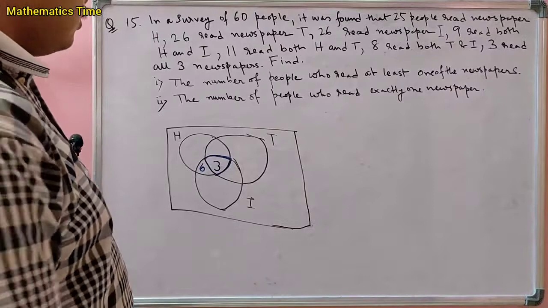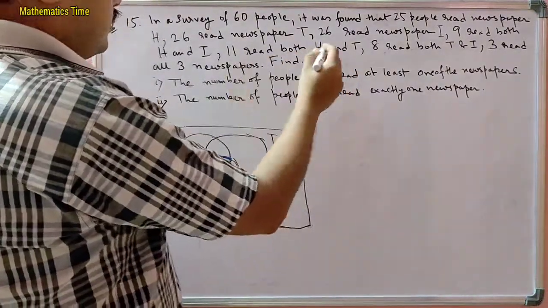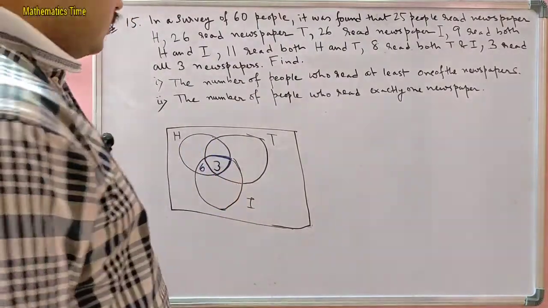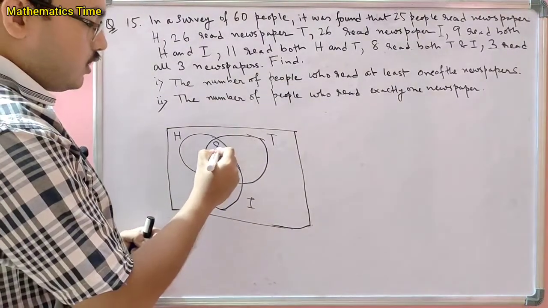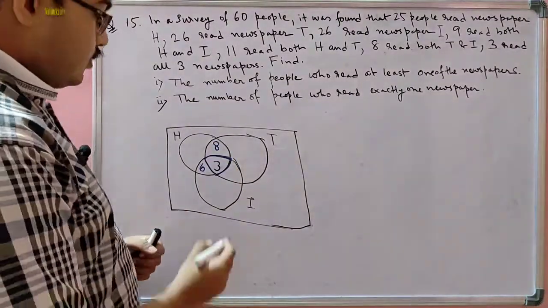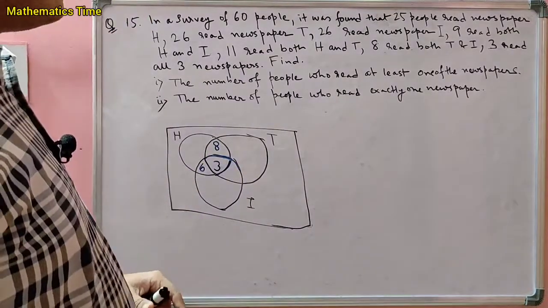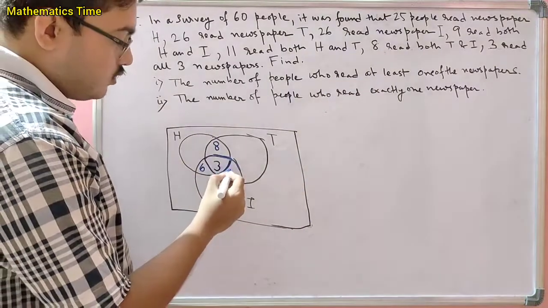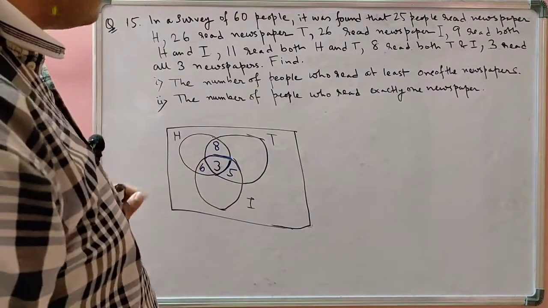Now between H and T, how many people read both H and T? 11 read both H and T. This portion is the common portion H intersection T. 11 minus 3, how many will remain? 8. Now between T and I, the people who read both T and I is 8. Here is 3, so 8 minus 3 is 5. Now we have to fill the other portions too.